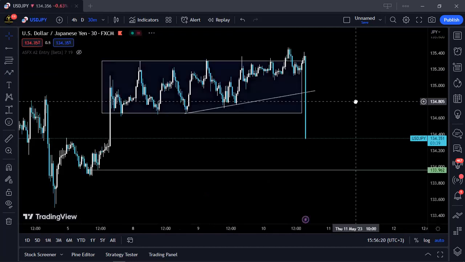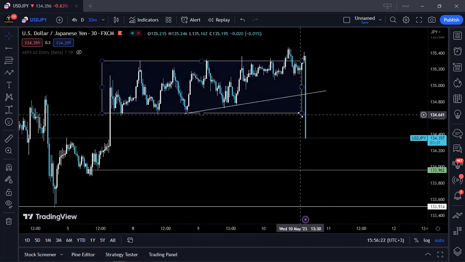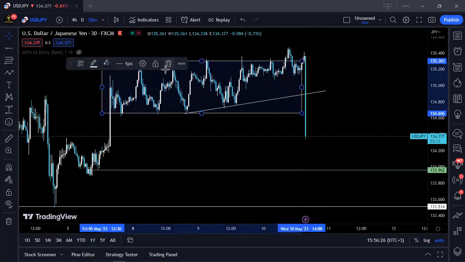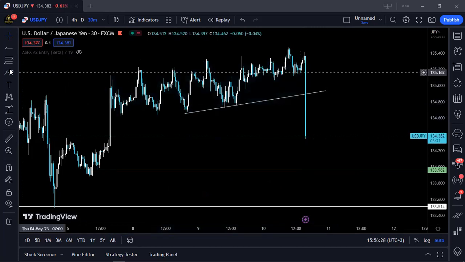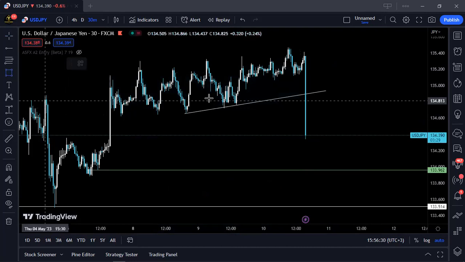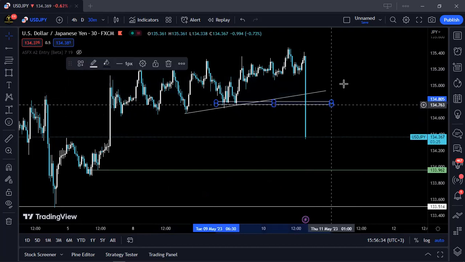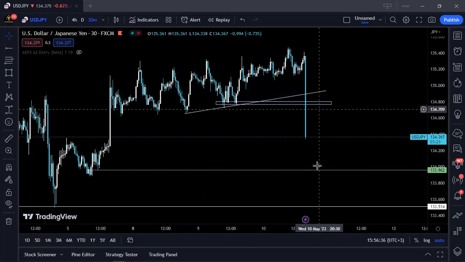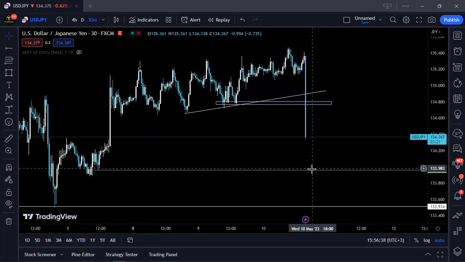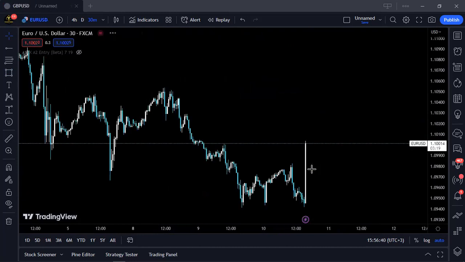So starting off with USDJPY, I think we already talked about USDJPY. No? We'll just be looking for retracement. After the retracement, continuation, probably here. Yeah, I've already talked about USDJPY.